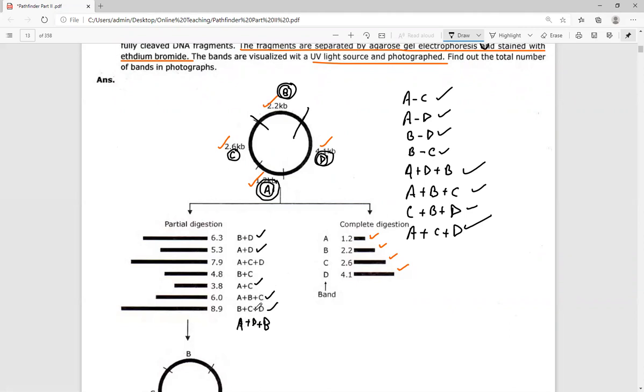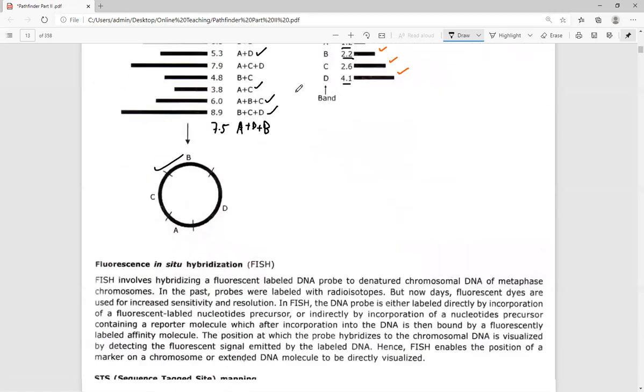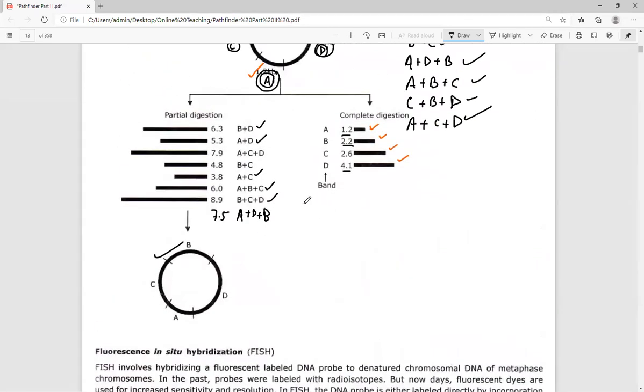These are the 8 different fragments: 1, 2, 3, 4, 5, 6, 7, 8. 8 different fragments would be produced. And ADB will be equal to A, D, and B, 7.2245. These are the different fragments that would be produced, and this would be the genomic DNA map that has been produced. Any doubt that you have?